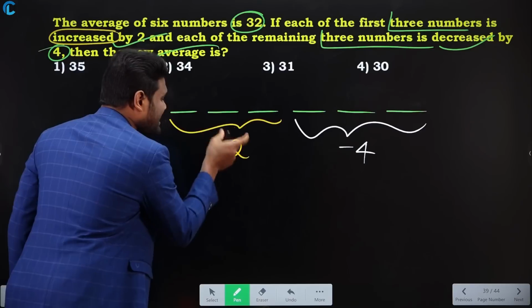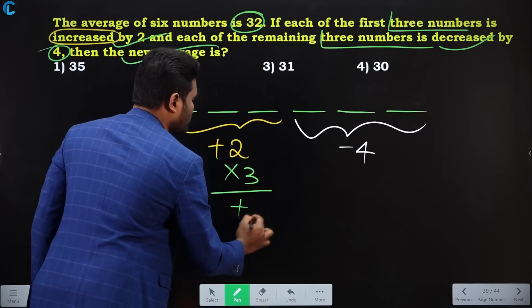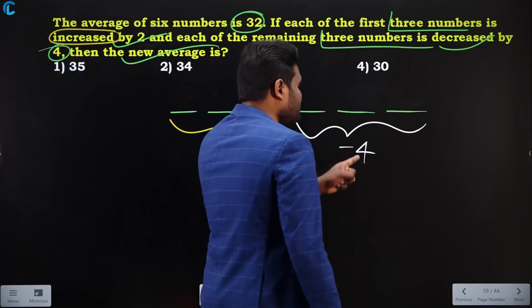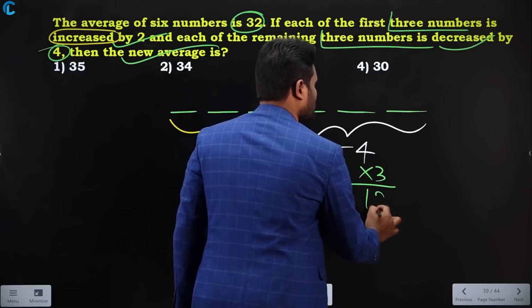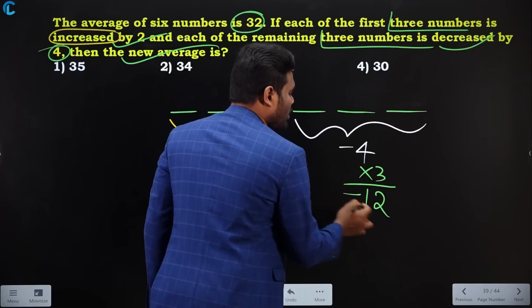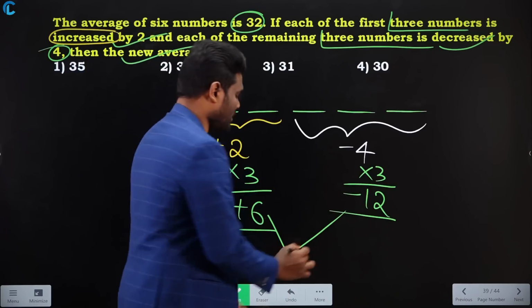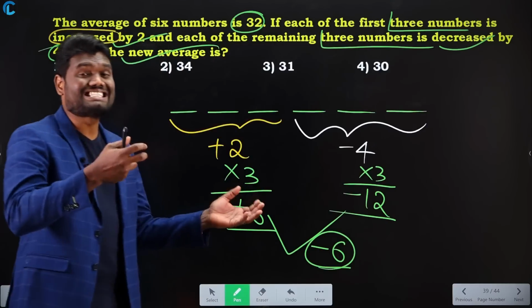If each number is increased by 2, then for 3 numbers, it is going to be 2 into 3, plus 6. Similarly, if each number is decreased by 4, then for 3 numbers, it is going to be 4 into 3, 12. As it is decreased, now this is going to be minus 12. Now if you look here, this is plus 6, this is minus 12. Overall, I am going to get minus 6, which means I am going to get 6 less.